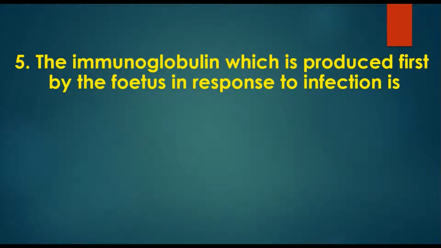Then fifth question, the immunoglobulin which is produced first by the fetus in response to infection. Options are A. Immunoglobulin G, B. Immunoglobulin A, C. Immunoglobulin D, D. Immunoglobulin M. Whether it is a fetus or an adult, the first immunoglobulin that is going to respond to the infection is obviously IgM.